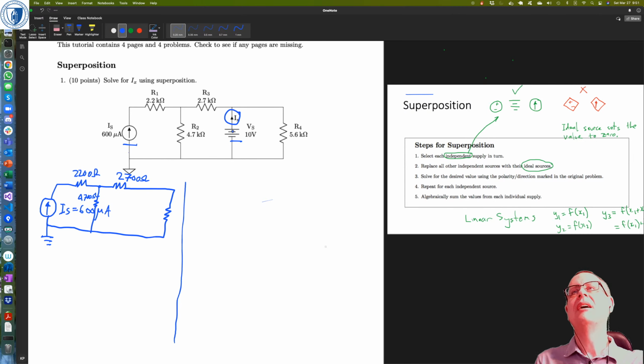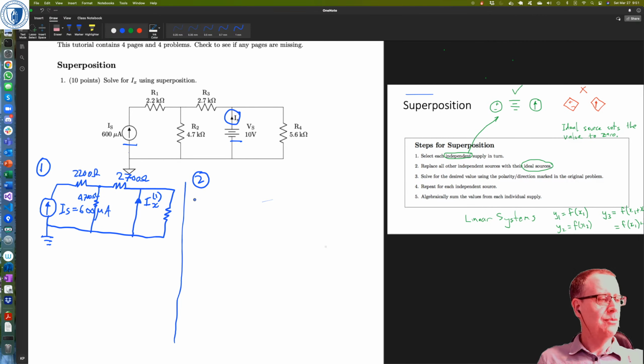And then our voltage source is the one that we're replacing with its ideal. So we just have that, right? And we're interested in this value of the current, and I'm going to call it IX1, right? Because this is option 1, and we'll do option 2 over here when we replace the current source with its ideal.